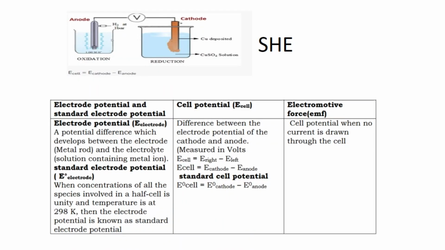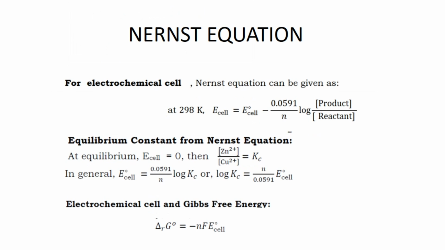The electrode potential of a cell can be measured by a standard hydrogen electrode, which is used to calculate the electrode potential of various elements. This is used to calculate the cell potential by the formula E cathode minus E anode. For calculating the electrode potential of a cell at different concentrations, we use the Nernst equation.